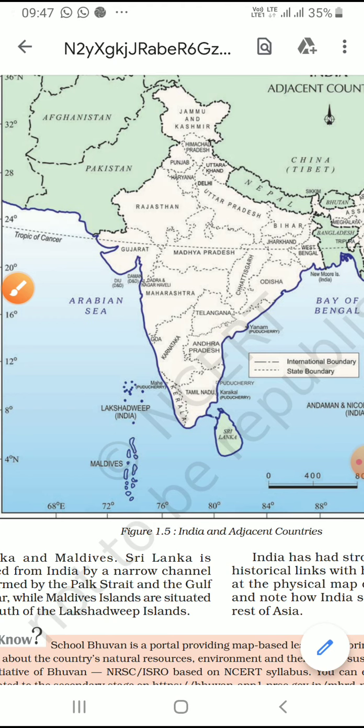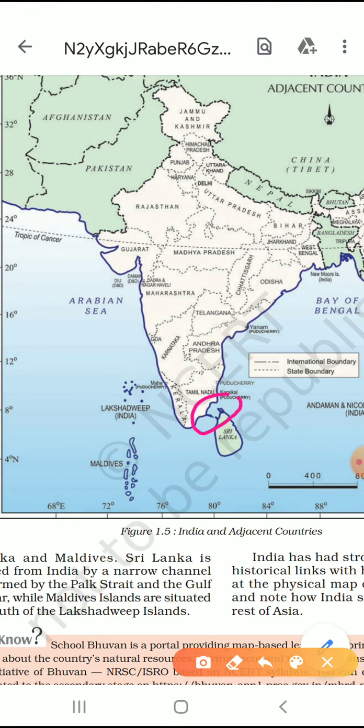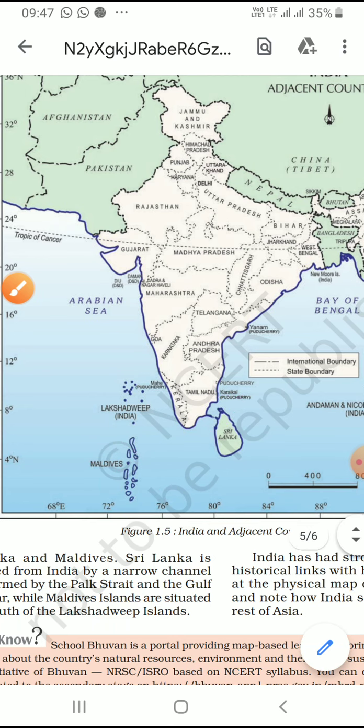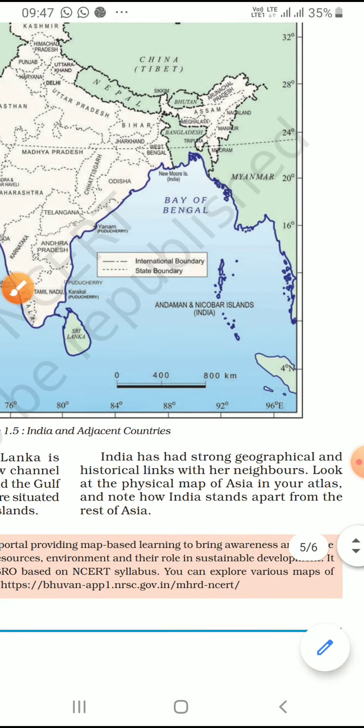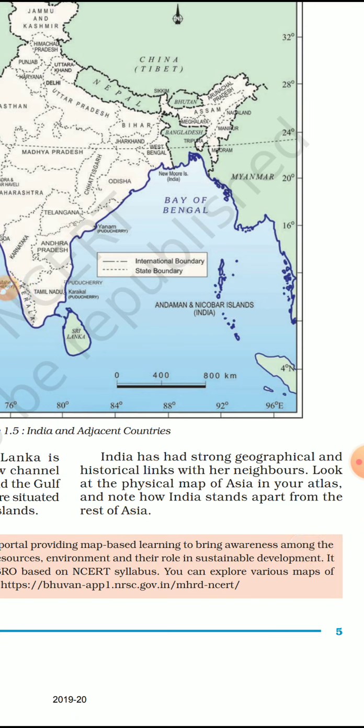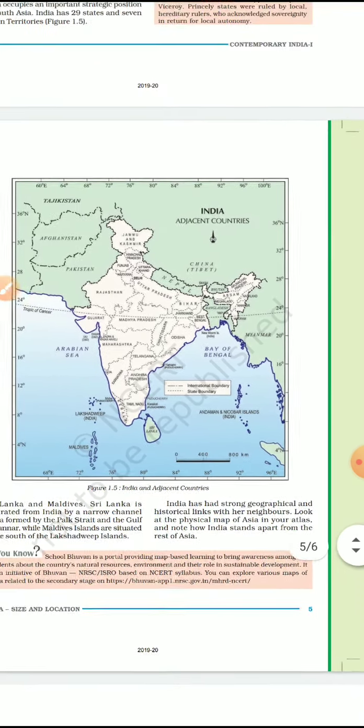Now you can see that Sri Lanka is separated by a small channel from India. This channel of sea is formed by the Palk Strait and the Gulf of Mannar. Whereas Maldives is lying to the south of Lakshadweep. Understood, beta? So the important position of India has strengthened its relationship with other countries. India has had strong geographical and historical links with its neighbors, and still it holds a very important position in the world map.